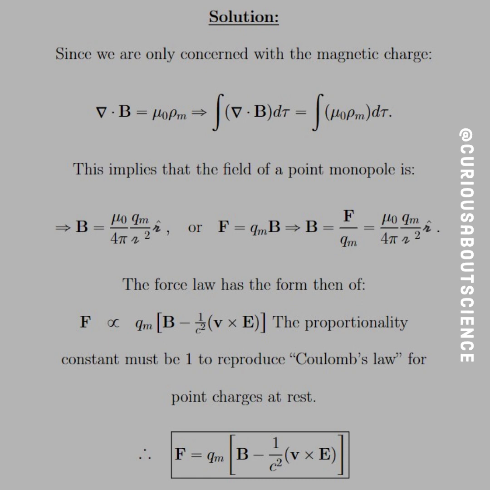We kind of expected this. Let's just keep it moving. But what this does tell us is that in that total force modification, the force law has the form of the force is proportional to Qm times B minus 1 over c squared v cross E, okay, from the note page. But we see here that from above and from every other consideration, the proportionality constant must be 1 in order to reproduce Coulomb's law for the point charge.